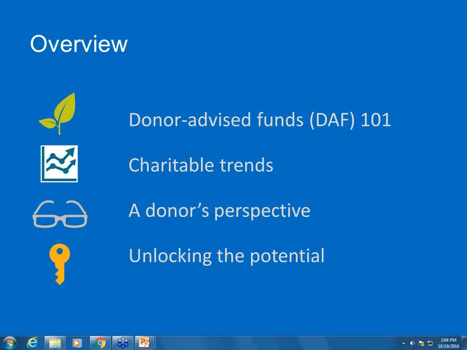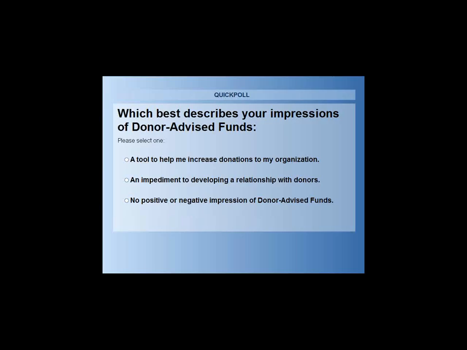So today, we want to talk about what a donor-advised fund is, for those of you that don't know, and how do they fit into the larger picture of charitable giving trends, and how can your organization unlock the potential held in donor-advised funds. We're also going to provide you with donors' perspective and learn how Doug benefits from using his donor-advised fund. So let's stop here and ask a poll question to the audience. Which best describes your impression of donor-advised funds?